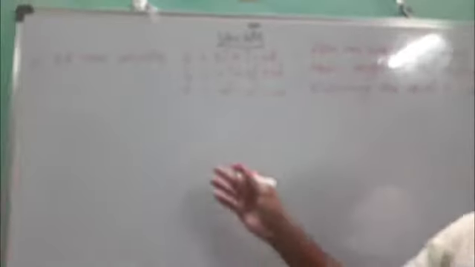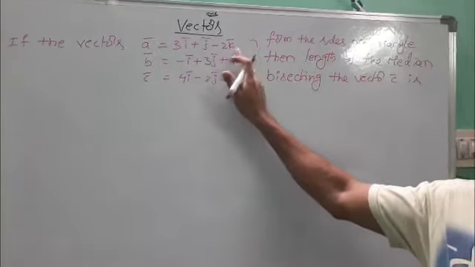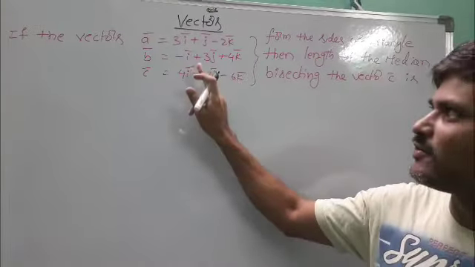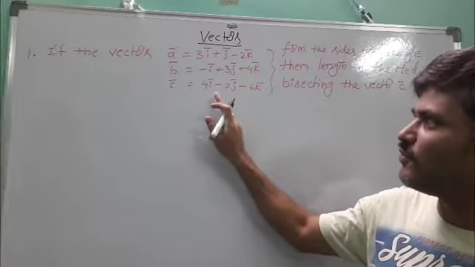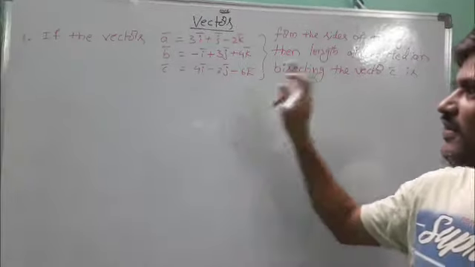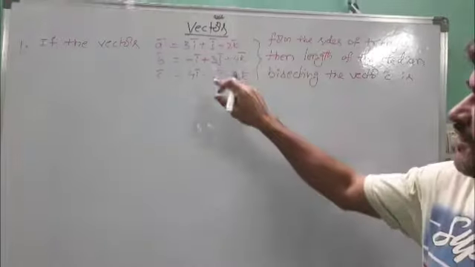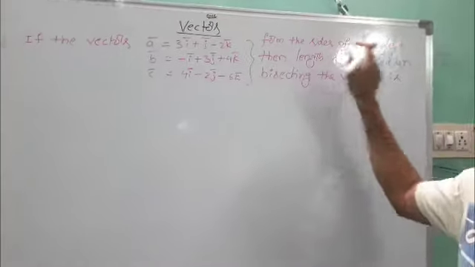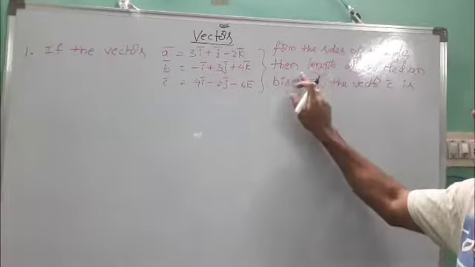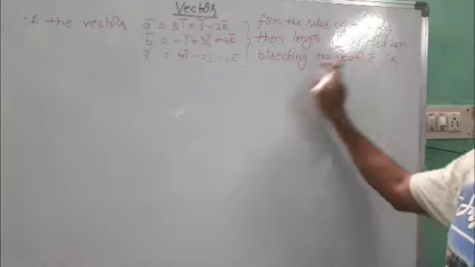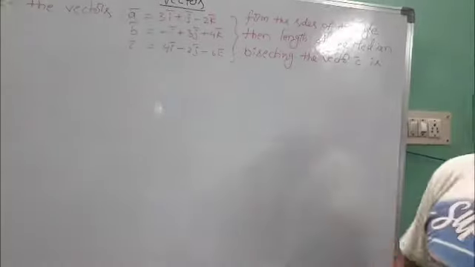So the problem is: if the vectors a bar equals 3i bar plus j bar minus 2k bar, and b bar equals minus i bar plus 3j bar plus 4k bar, and c bar equals 4i bar minus 2j bar minus 6k bar. Now these three vectors form a triangle. So these are sides of the triangle. Then the length of the median bisecting the vector c bar is.